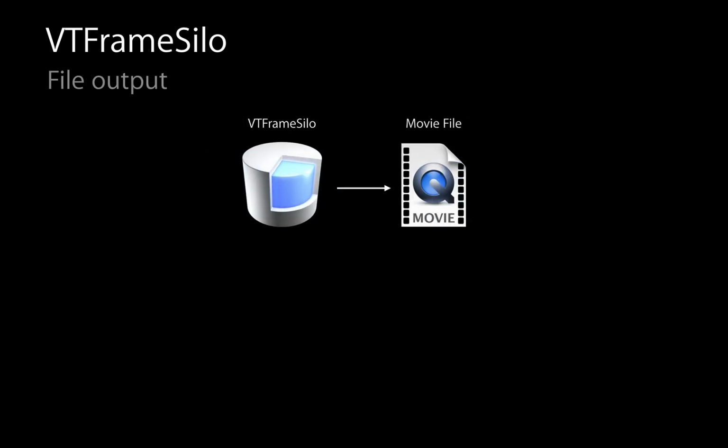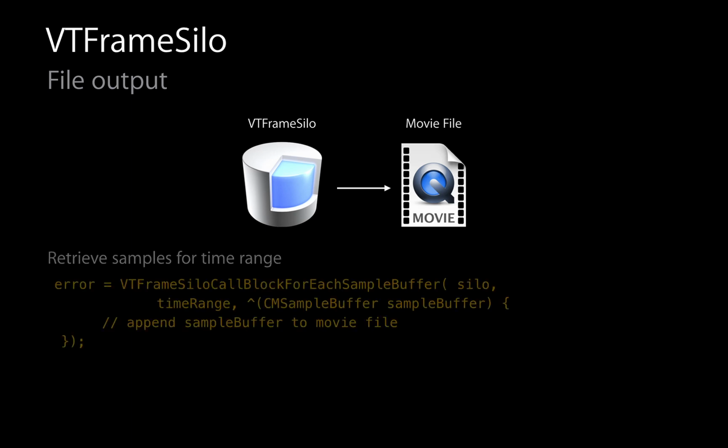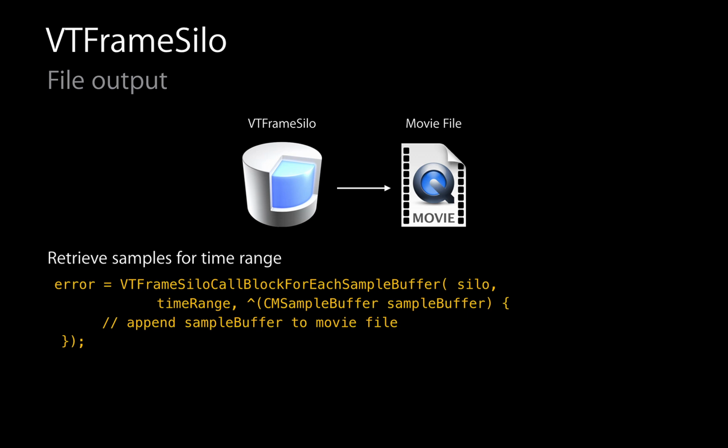Finally, let's talk about the copy from the VT frame silo to the output movie file. So you can retrieve samples for a given time range. This allows you to get a sample in a block callback that you provide and add it to your output movie file. Right? That's the new Video Toolbox APIs.